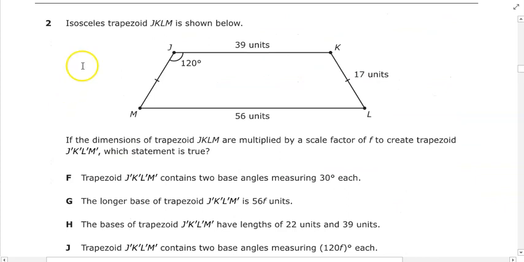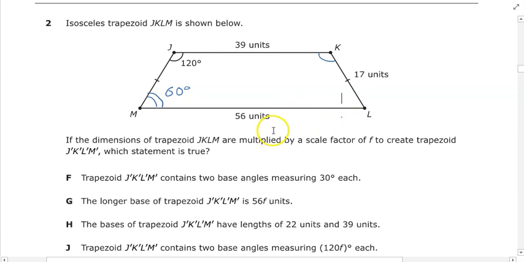It says we have an isosceles trapezoid, JKLM, shown below. We see we have a couple of base measurements. One of the legs is 17, so because it's isosceles, the other leg is 17 units. It gives us one of the degree measurements here. Because it's an isosceles trapezoid, the other base angle is going to be congruent. And because it's a trapezoid, the angles between the bases along a leg should be supplementary. So if we wanted to, we could figure out using the supplementary measures of trapezoid angles that would be 60, and the other base angle would be 60 down there as well.